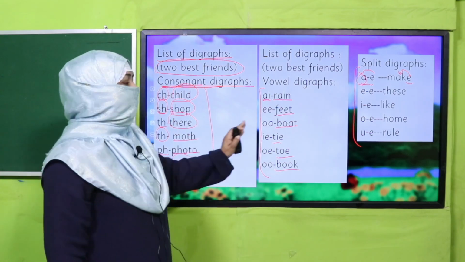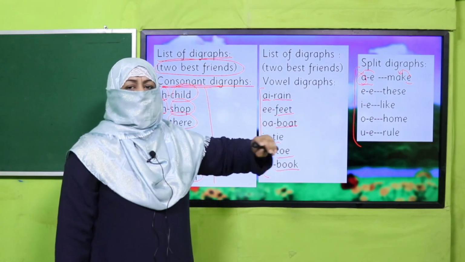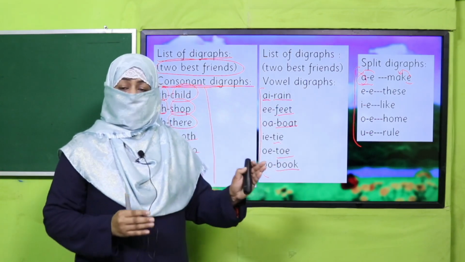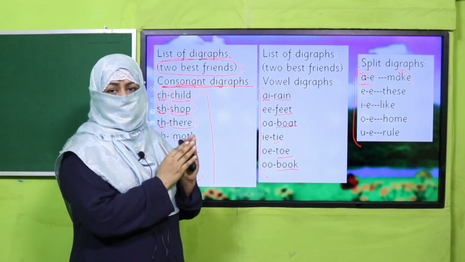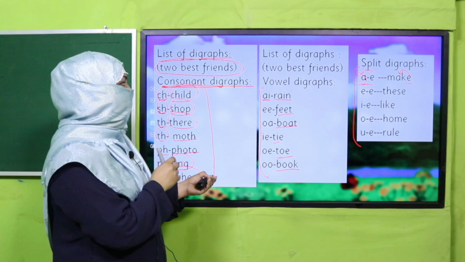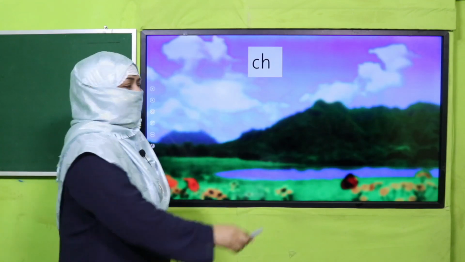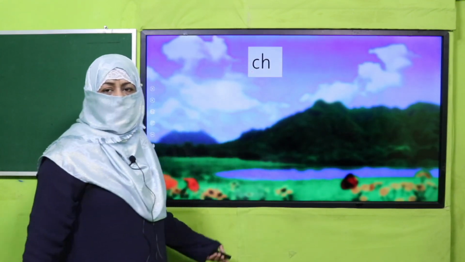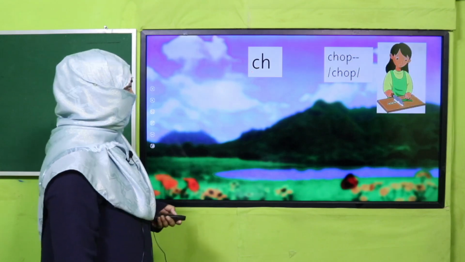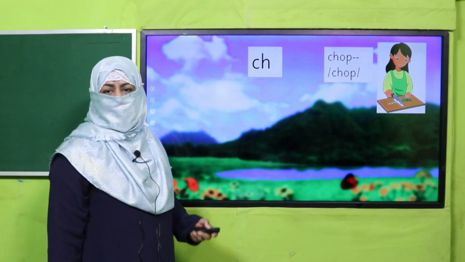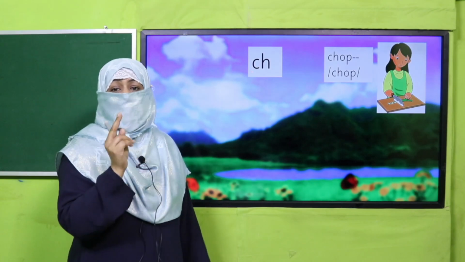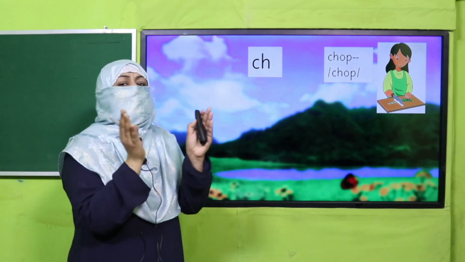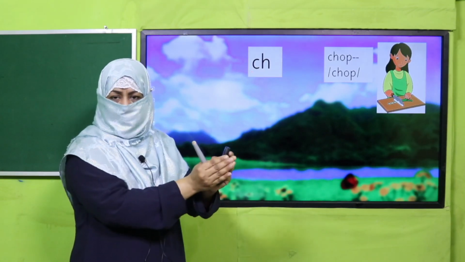Now, after knowing all these digraphs and knowing what syllables are, how do we split words to make syllables? This is the thing we are going to learn again. This is a consonant digraph and its example is chop. Right? Now you see, whenever there is a digraph in a word, we cannot split it because they are best friends, they have to go together.